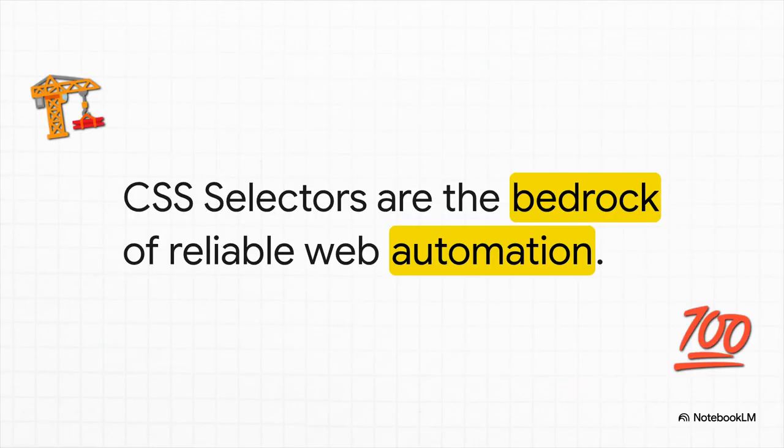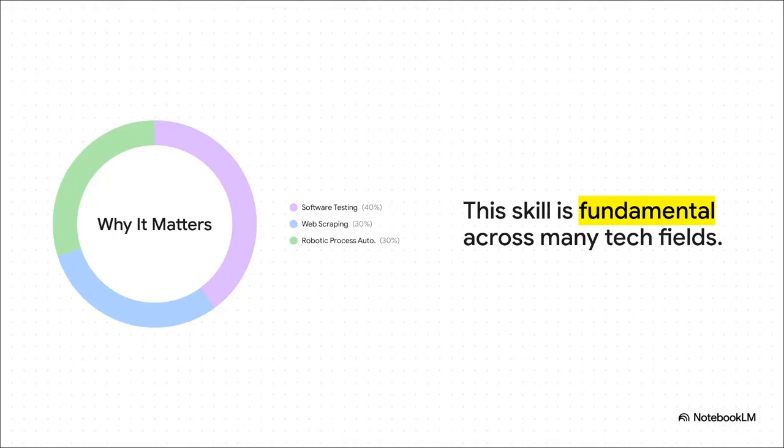So let's bring it all together. The main thing to remember is that this whole system, this language of tags, IDs, classes, and attributes, it's the absolute foundation of good, solid web automation. Getting a handle on this is really the difference between having a script that works perfectly and one that's constantly breaking and failing. And you might be thinking, okay, but why does this really matter?